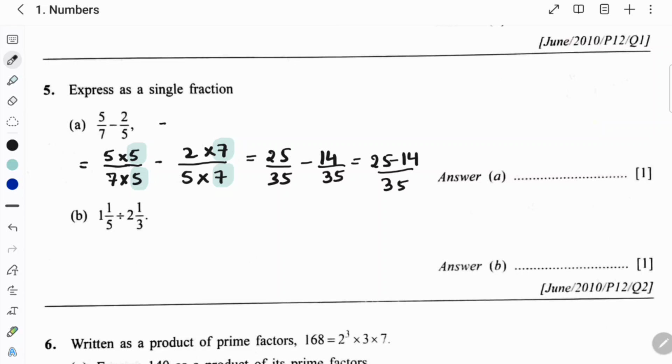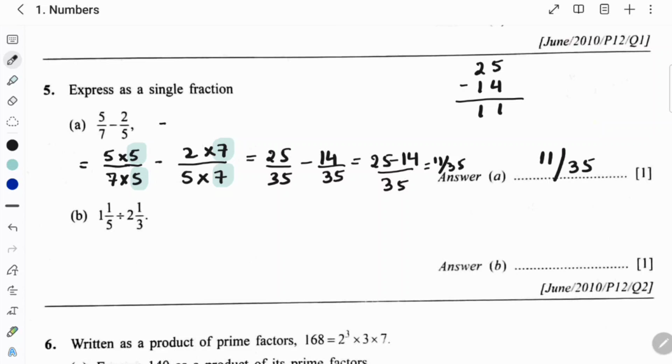Now we are going to subtract 25 minus 14. As you know that the calculator is not allowed, so 25 minus 14, that's very simple and easy. 5 minus 4 is 1 and 2 minus 1 is also 1. So that is becoming 11 over 35. 11 upon 35, write down in the answer space 11 upon 35 for this question.